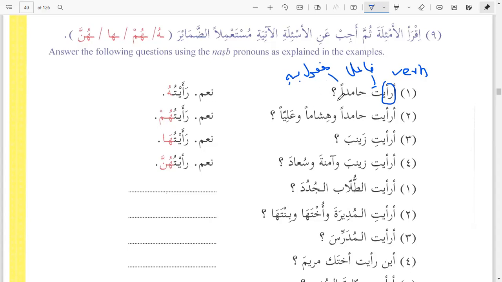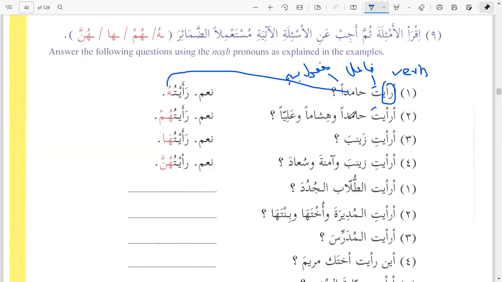We have to fix here the pronoun. Naam ra'aytuhu. Yes, I saw him. Ra'aytuhu, I saw him. Which pronoun are we using for Hamid? Hamid is mansub here, so this pronoun is also mansub here. But we have learned that the possessive pronouns don't change their haraka. They are mabni. So even though it is mansub here, mafhul bihi, object here, it will not change its haraka. It is understood that it is mansub here.